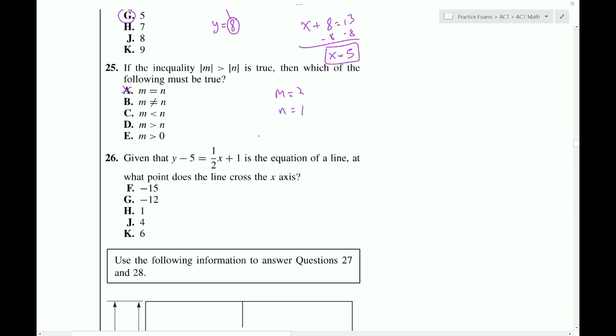Does m have to not equal n? I would say that that's true, right? If they were equal, then we would have an equal sign here. So already I'm choosing choice B as my answer, but if we want we can keep going.